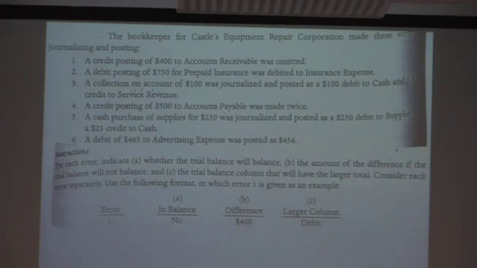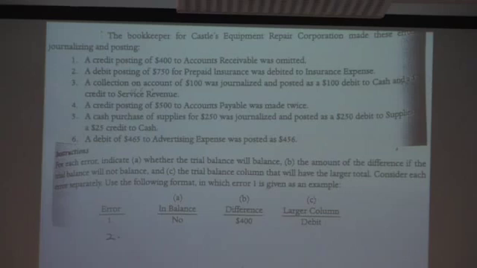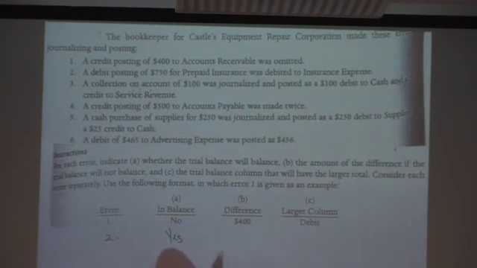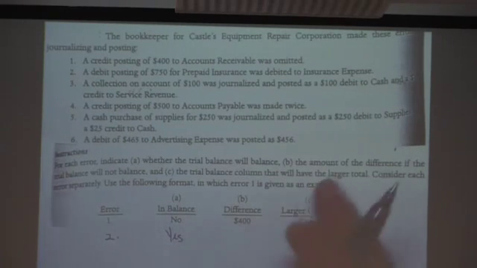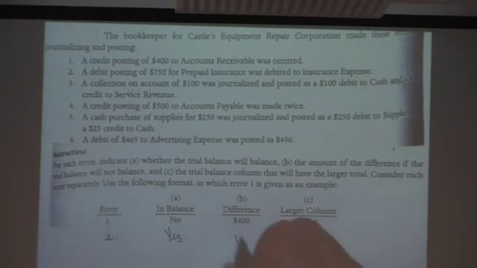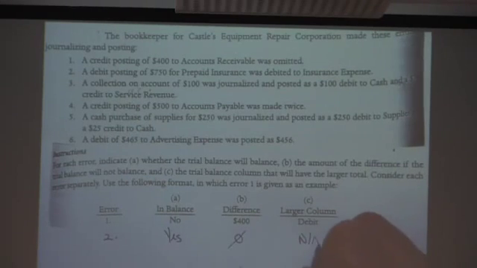Okay? So for the second one, is the trial balance balanced? The answer is yes, because they have a debit and credit. They have an entry that affected two accounts, and the same amounts are recorded, so the trial balance is going to continue to balance. What is the amount of the difference? The difference is 0. And which side of the trial balance is larger? There's no effect. So what's the correcting entry?